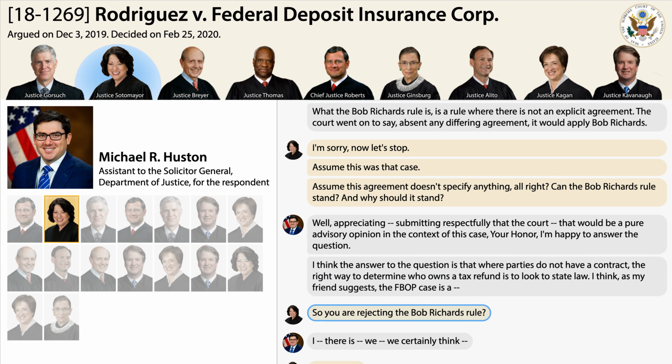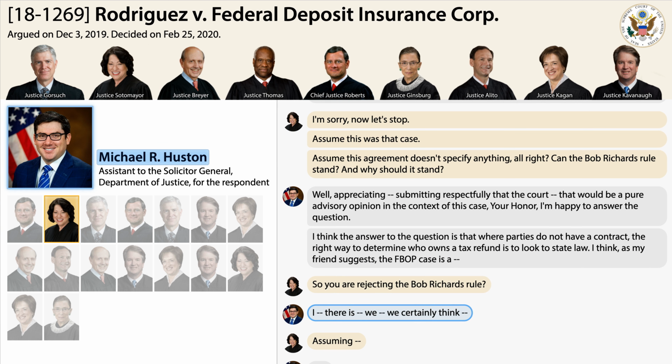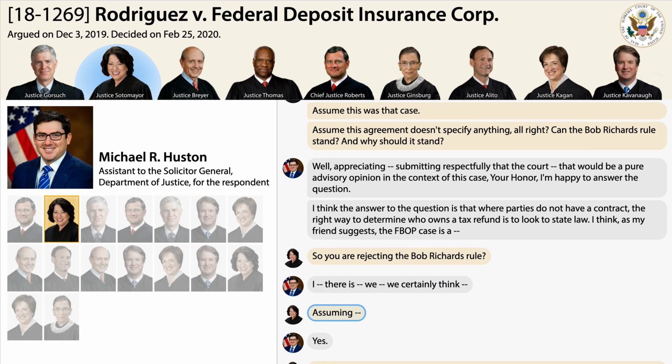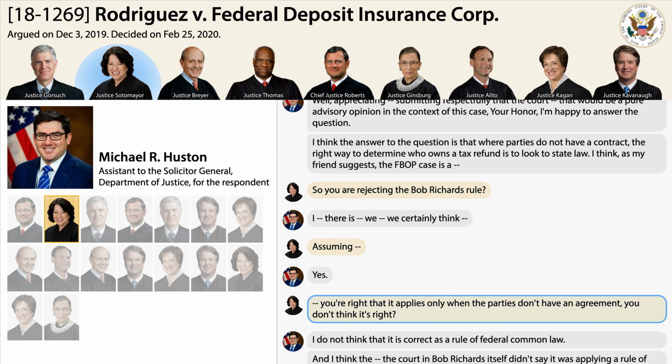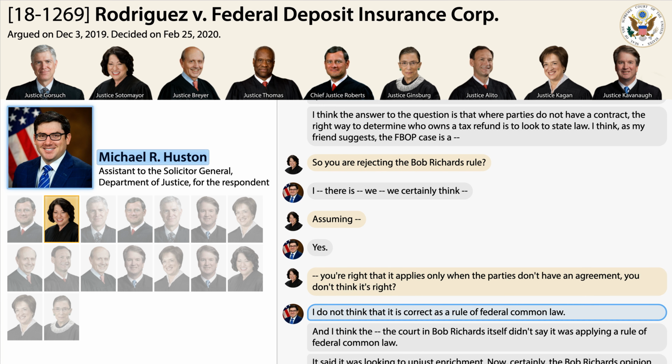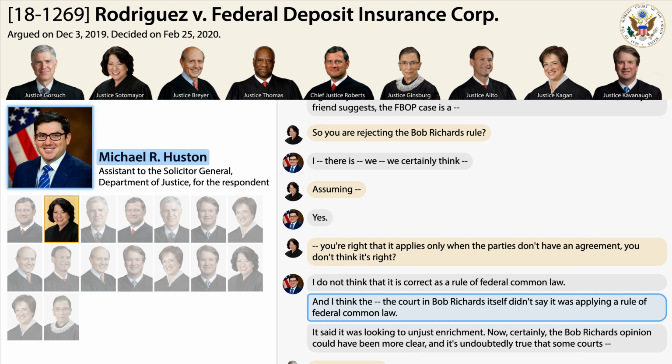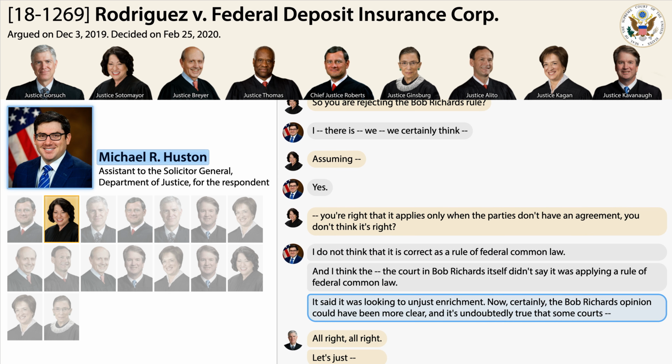So you are rejecting the Bob Richards rule? We certainly think. Assuming? Yes. You're right that it applies only when the parties don't have an agreement. You don't think it's right? I do not think that it is correct as a rule of federal common law. And I think the Court in Bob Richards itself didn't say it was applying a rule of federal common law. It said it was looking to unjust enrichment.